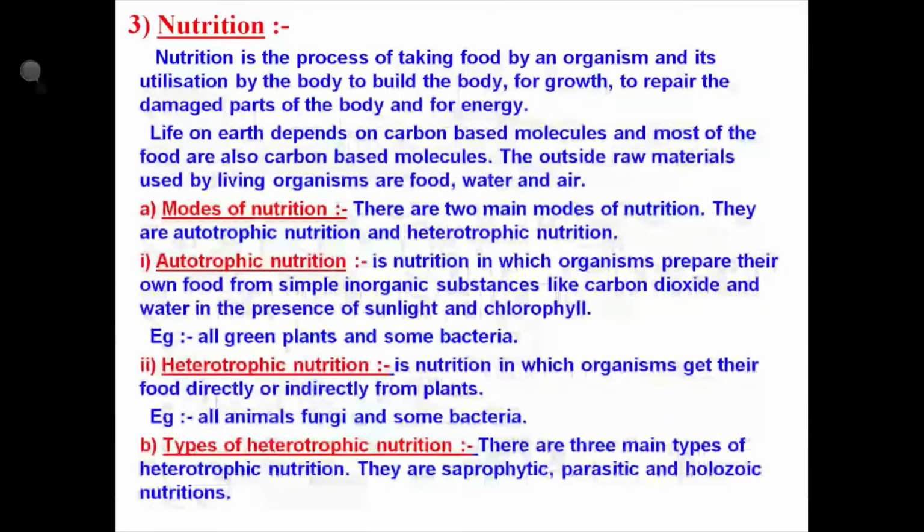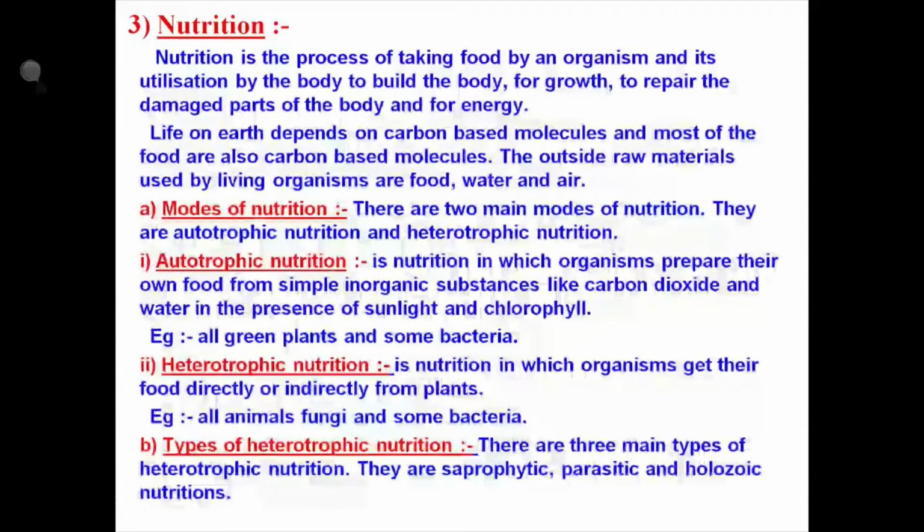The outside raw materials used by living organisms are food, water, and air. We all know that we drink water to regulate our body temperature. We eat food so that we have some energy in us, and we inhale and exhale air for respiration basically. Now let us discuss the modes of nutrition. There are two modes of nutrition: autotrophic nutrition and heterotrophic nutrition. Autotrophic nutrition is the nutrition in which organisms prepare their own food from simple inorganic substances like carbon dioxide and water in the presence of sunlight and chlorophyll.